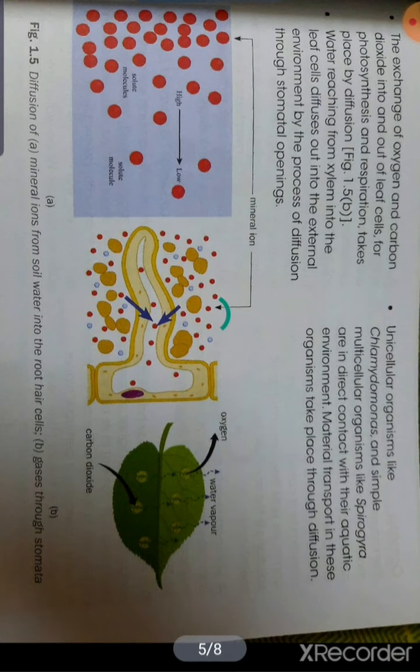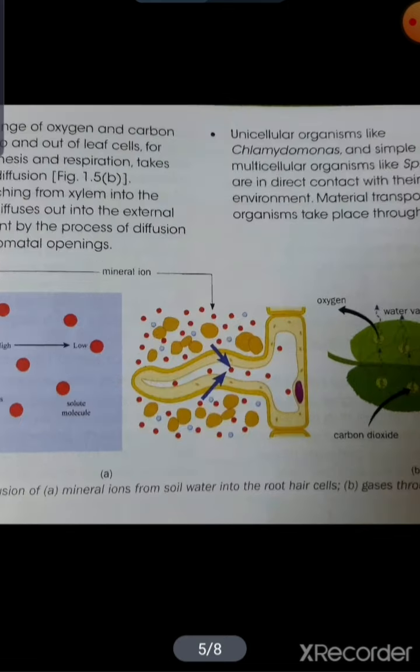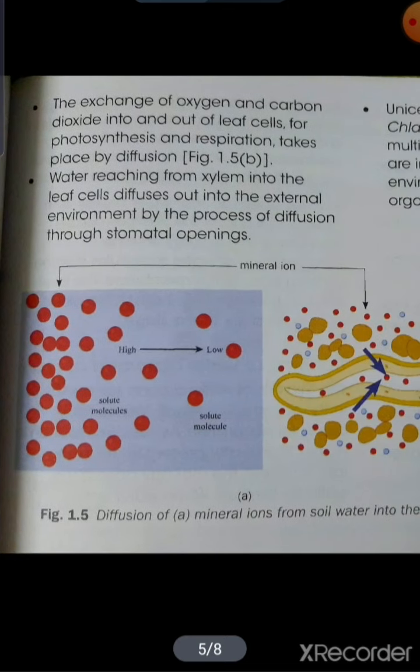Okay, so the first diagram is showing, I hope you can see the diagram. The first diagram is showing the higher concentration to the lower concentration. See, on the left hand side, the concentration of solute molecules or any kind of solid molecules is very high, but on the right hand side the concentration is very low.